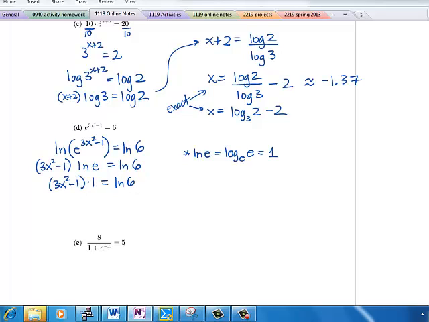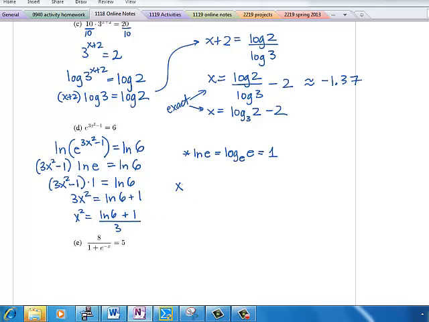So we want to solve for x. We'll add 1 to both sides, and then divide by 3. Make sure you don't make this natural log of 7. The 1 is added after we take the natural log of 6.